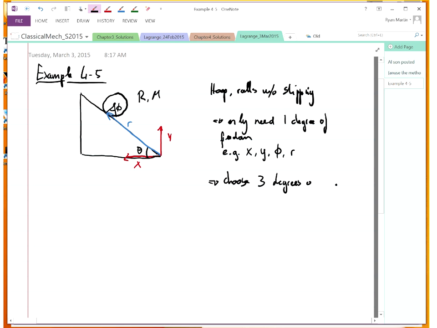But what we'll do instead, we'll choose 3 degrees of freedom plus constraints. Alright? And so we'll choose, as our degrees of freedom, x, y, and phi.